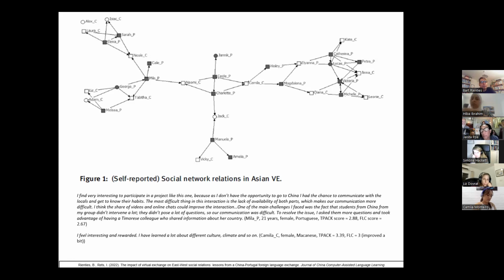own domestic group. So some of the qualitative data really allowed us to then go much deeper into understanding some of these quantitative findings. So for example, Mila, which of course is not her real name, she indicated, I find it very interesting to participate in a project like this one because I don't have the opportunity to go to China and to get to know their local habits, et cetera. But at the same time, she stressed that there were some challenges in terms of communicating, and she felt that it was sometimes difficult when her colleagues didn't intervene in terms of certain activities. They didn't pose a lot of questions, or communication was often difficult.